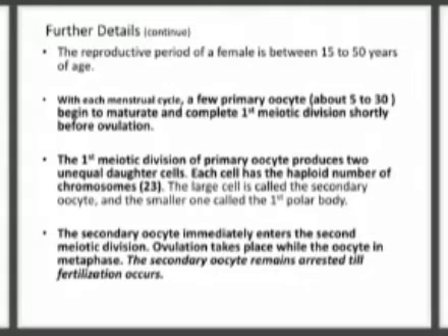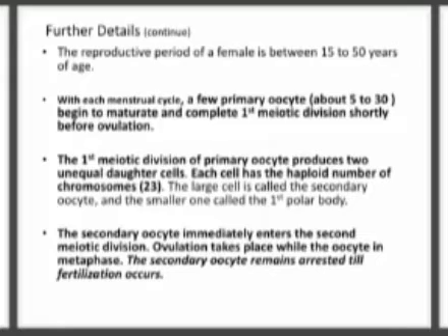Further details: the reproductive period of a female is between 15 से 50 years of age. ये है reproductive period. आपसे सवाल हो जाए कि what is the length of the reproductive period? That means कि you can reproduce 15 साल से लेकर 50 साल तक. This is the age where the lady can have fertilization and she can give birth.